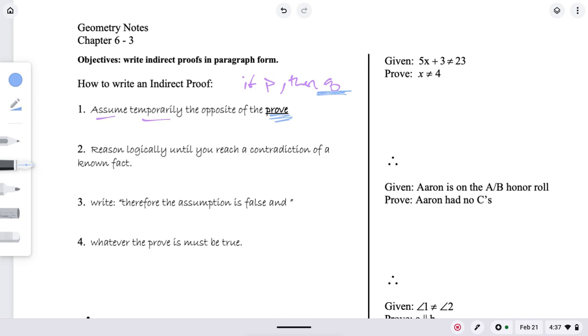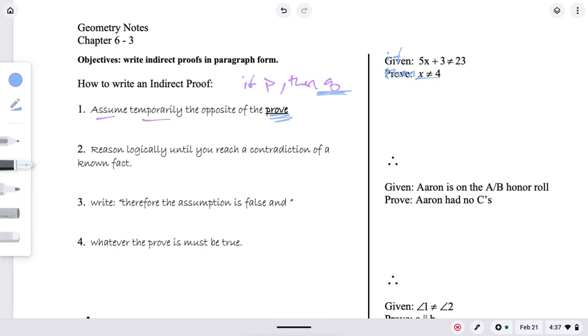Otherwise, you can see an example on the right over here. It tells you you're trying to prove that x is not equal to 4. But if that was written in an if-then statement, it would say if 5x plus 3 is not equal to 23, then x is not equal to 4, right? So that given is the if part of your statement. The prove is going to be the then, right?